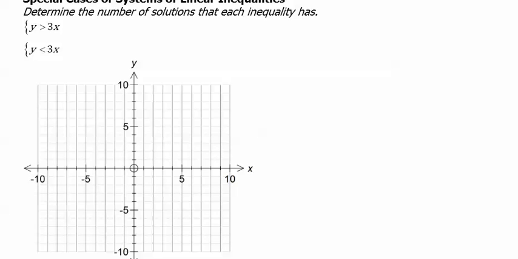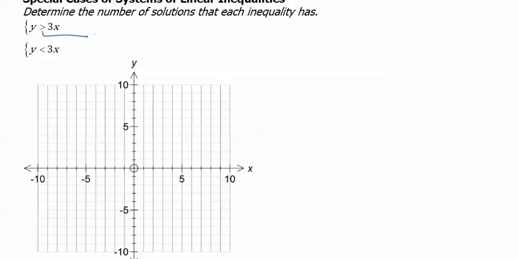Let's see what happens when we end up with an intersection, or when we end up with linear inequalities that do funny things or do counter to what we think we should be looking for. So I have two linear inequalities here: y is greater than 3x and y is less than 3x. Let's see what happens when we try to graph both of these.